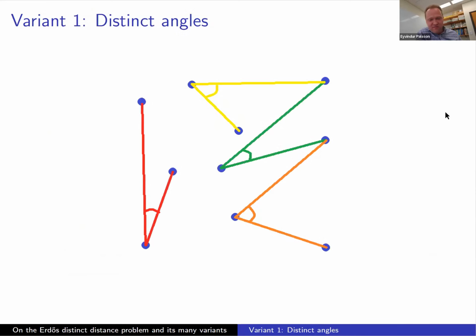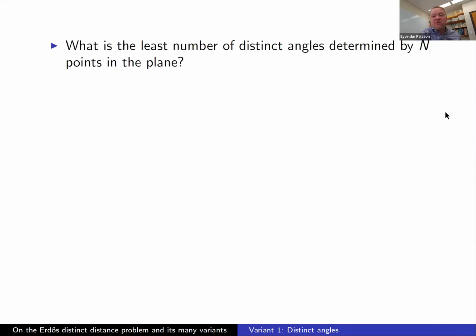So the first little vignette that I have for you is on distinct angles. And as you can see from the picture, you can just look at angles and naively go, okay, what's the least number of distinct angles determined by n points in the plane?